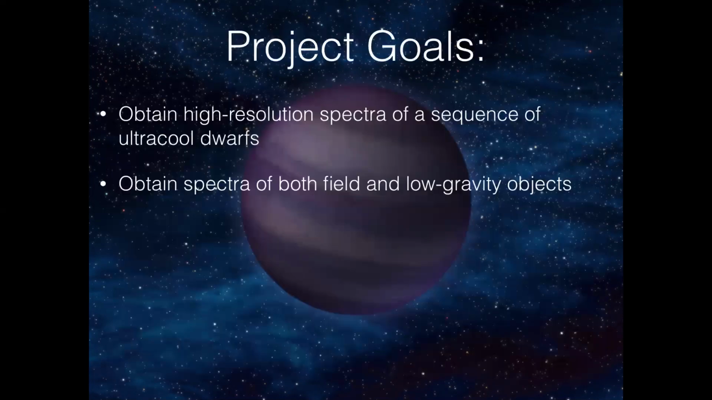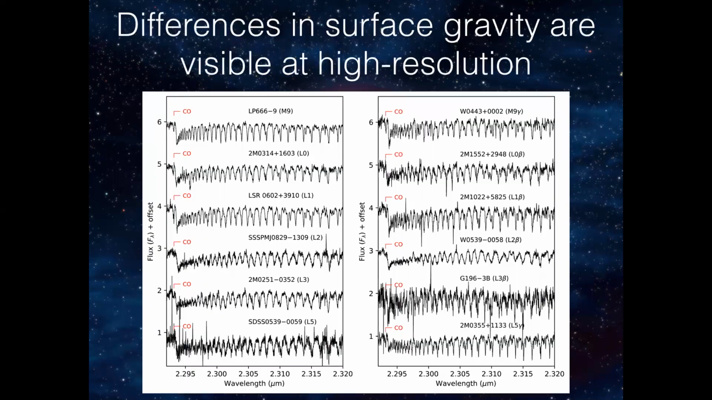Our secondary goal was to obtain spectra of field and low gravity objects to see if differences in surface gravity are observable, and they are. This particular figure shows on the left a sequence of field objects and on the right a sequence of known low gravity objects. I think it's most visible if you look at the two objects at the bottom, the L3 and the L5.